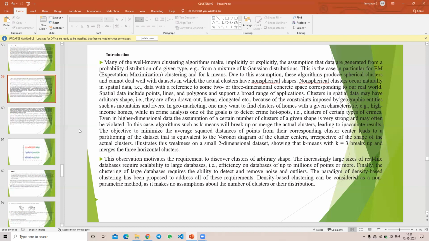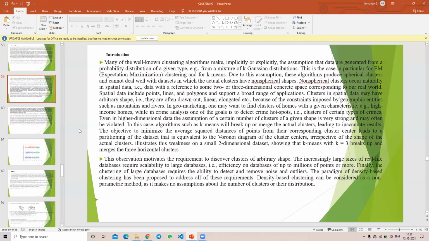In geomarketing, one may want to find clusters of homes with given characteristics, for example, high income homes. While in crime analysis, one of the goals is to detect crime hotspots, that is, clusters of certain types of crimes.